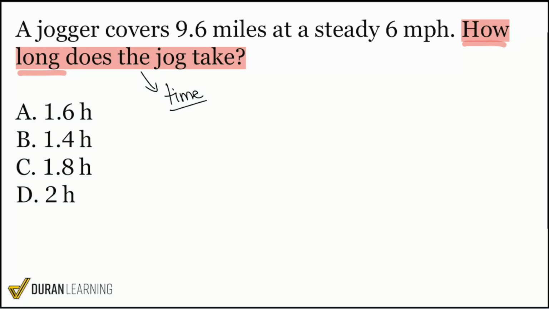Now from here, I see that the information that I'm given is 9.6 miles. That is my distance. And then I see 6 miles per hour, and that is a rate. So notice that I have distance, I have rate, and I'm looking for time. So with that said, I'm going to set up my formula, distance equals rate times time.